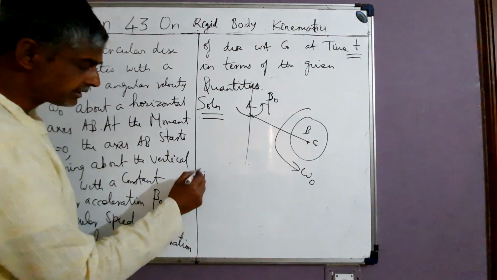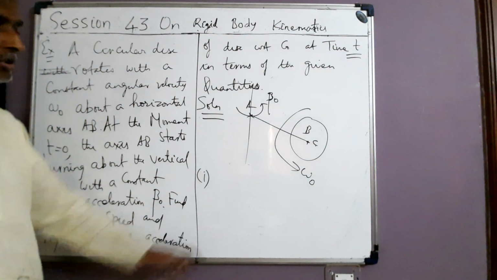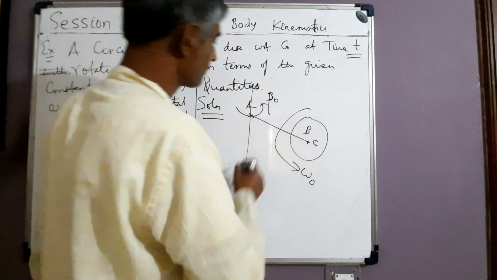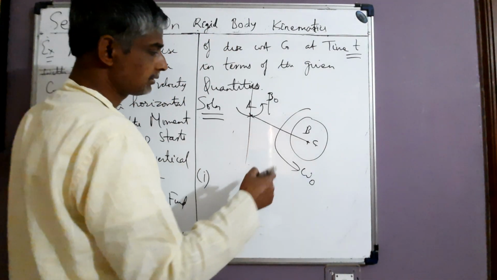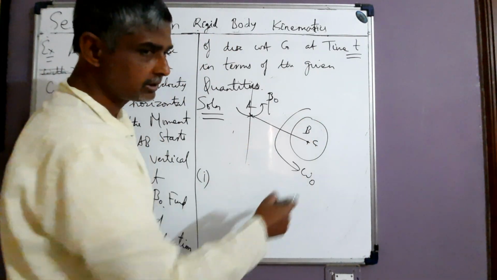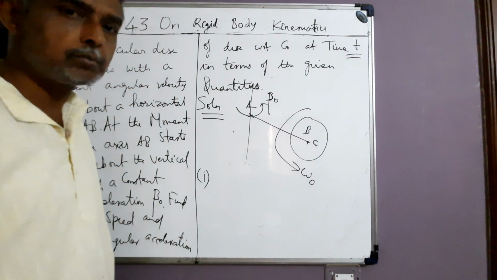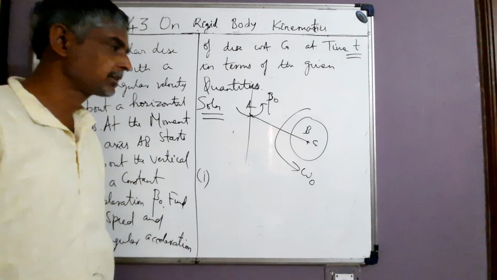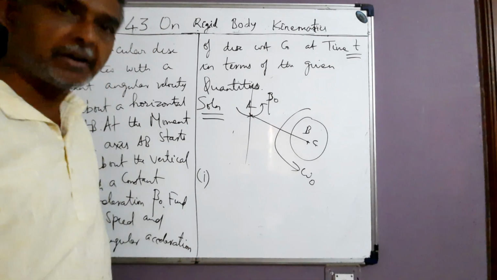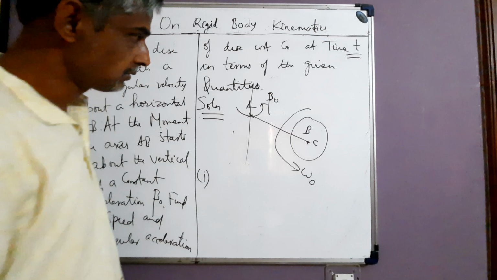So first I take up the first part of the answer. Suppose this is the situation at time t. At time t, the angular speed of the disk remains omega naught, constant, as specified in the given problem.